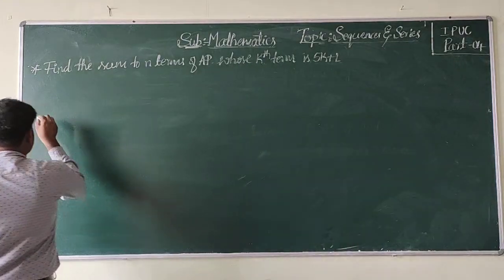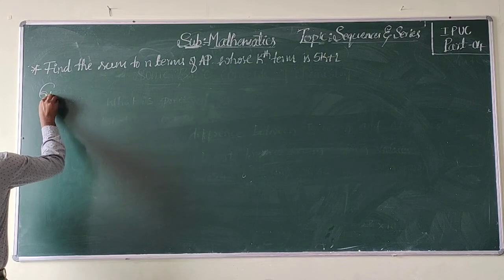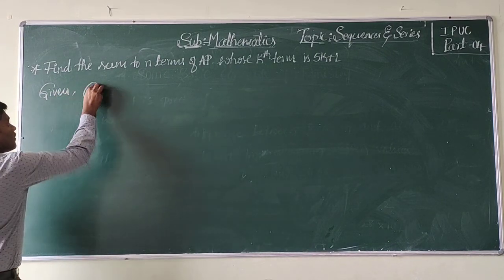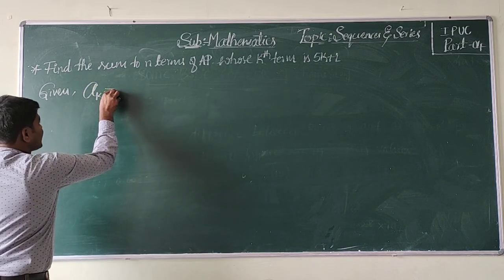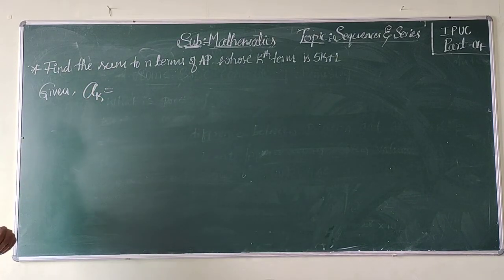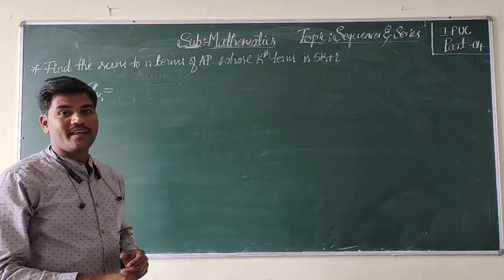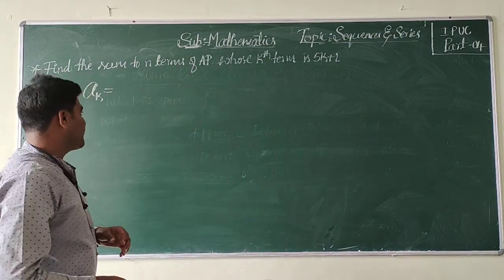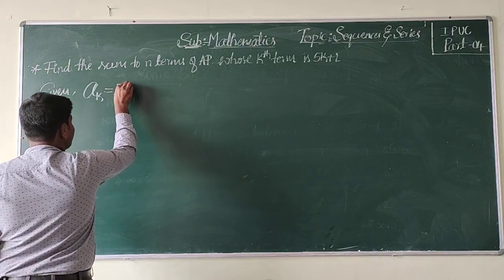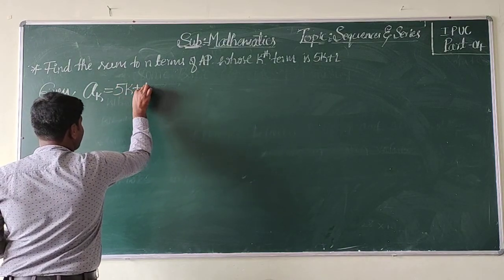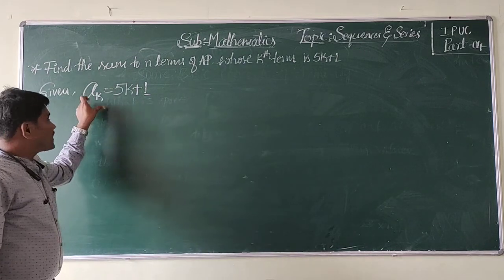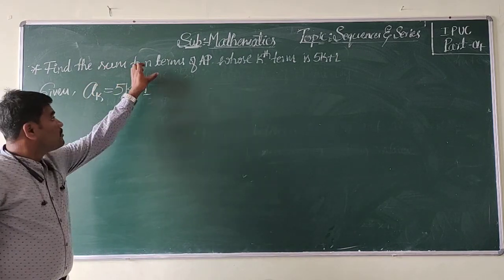So for the question, it is given that the kth term of the AP is written as ak. ak is given, it is 5k plus 1. Now, using this kth term, we have to find the sum to n terms.